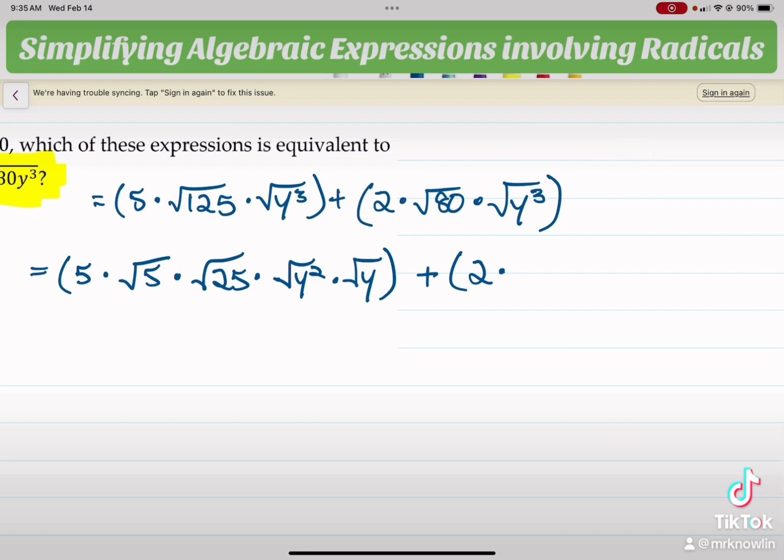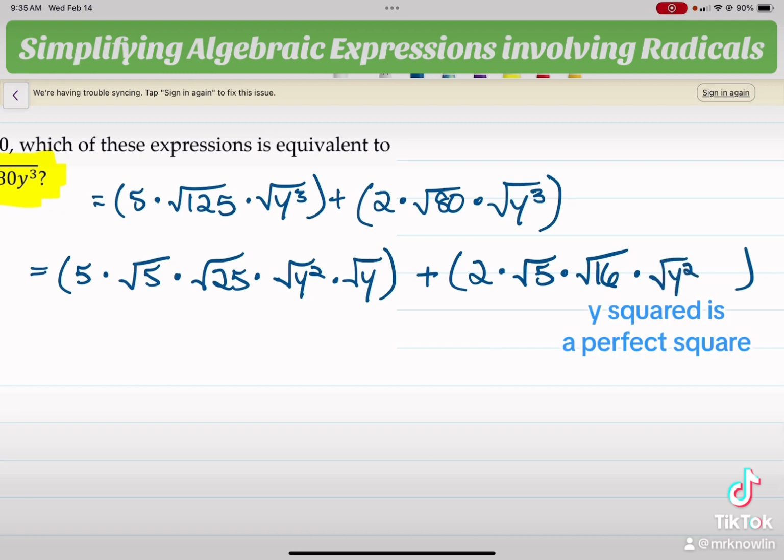So the next number we can divide by is 5. Any number that ends in 0 or has a 0 in the ones place can be divided by 5. And 80 divided by 5 is 16. So we would write this as the square root of 5 times the square root of 16. And then because we have another y cubed, I'm going to do the same thing. I'm going to write it as the square root of y squared times the square root of y.